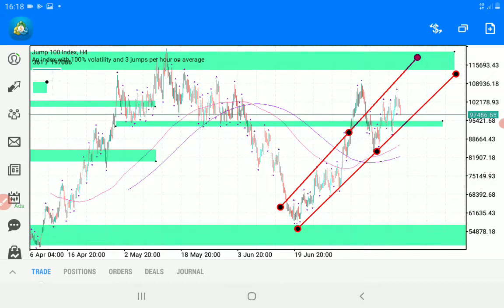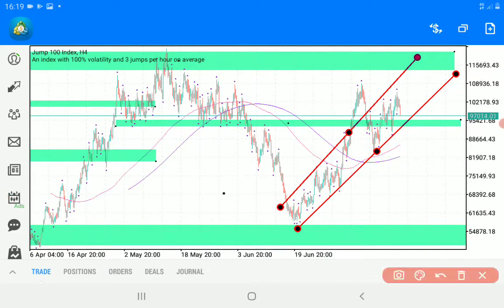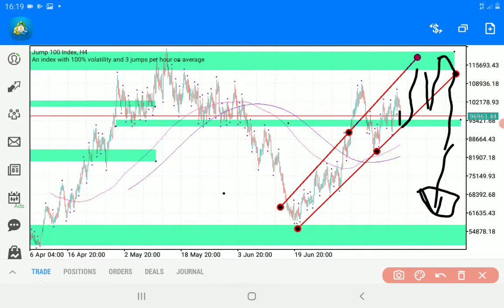So you see, yes, this is what is going to happen. This will come down and hit here. When it hits here, it goes back up, comes back and hits here, goes back up, then goes down. See? Yeah, so that's what I'm looking at so far.